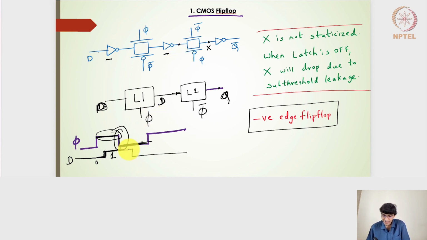And this works like a negative edge flip-flop, because negative edge means the decreasing edge or the falling edge of the clock, we can say. And it's negative edge because it gives the output at the negative edge of the clock. That is when the transition is falling from the clock, from high to low, that is when it is going to give the output, and that's why it is called a negative edge flip-flop.